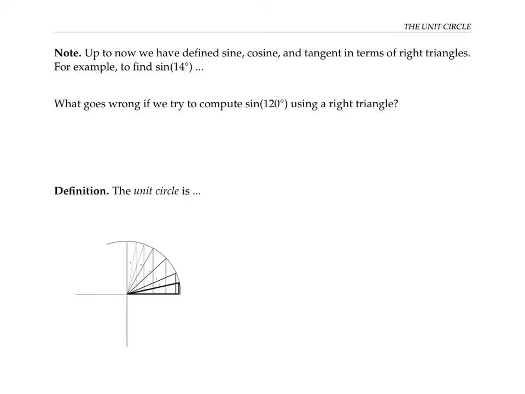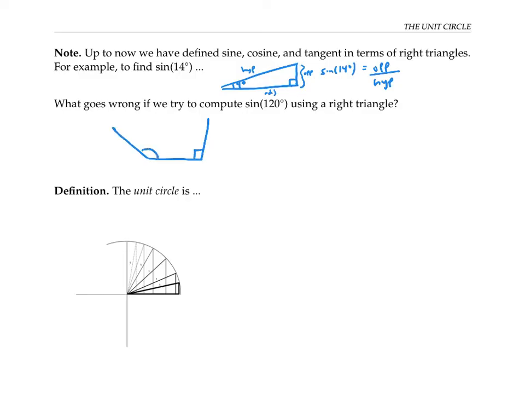For example, to find sine of 14 degrees, in theory, you could draw a right triangle with an angle of 14 degrees and then calculate the sine as the length of the opposite side over the length of the hypotenuse. But if we use this method to try to compute sine of 120 degrees, things go horribly wrong.